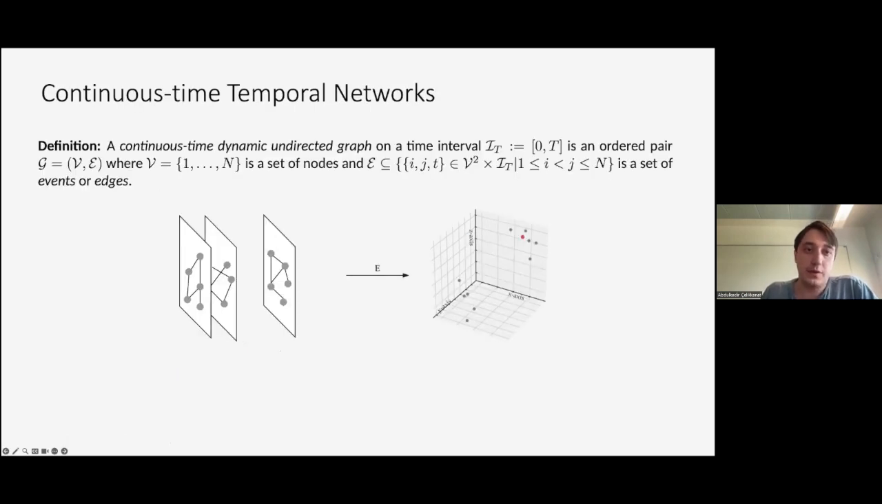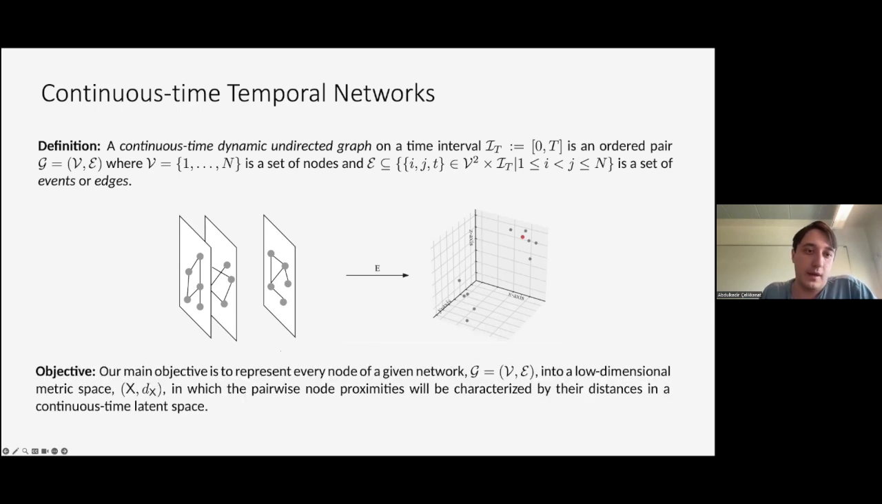For a continuous time temporal network, each edge is represented by a triplet, i, j, and t. i and j indicate the node labels, and t is the timestamp, so in fact it represents the appearance times of the edges. Similarly, for continuous time networks, we would also like to learn the embeddings of nodes reflecting these temporal changes in the network architecture.